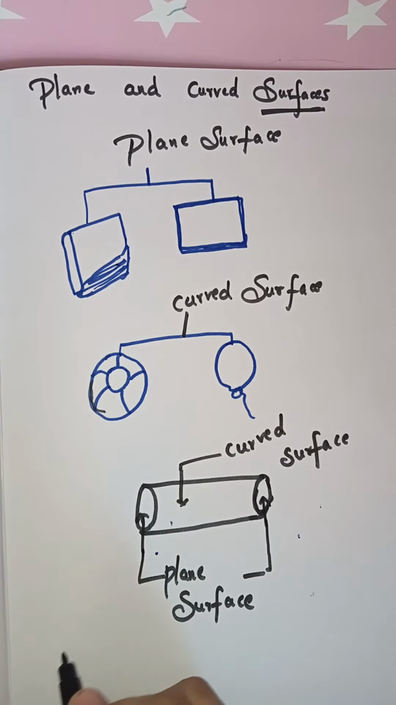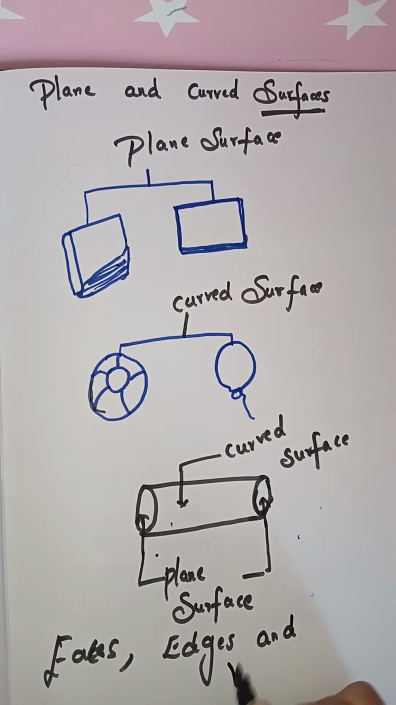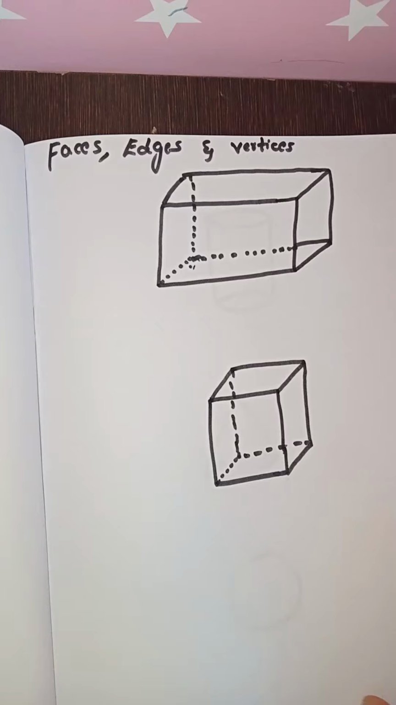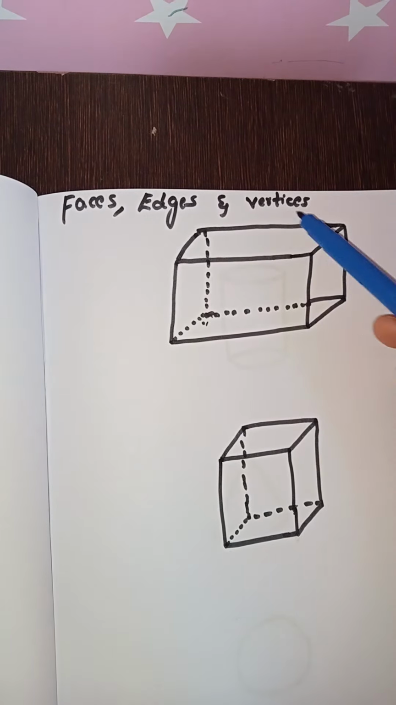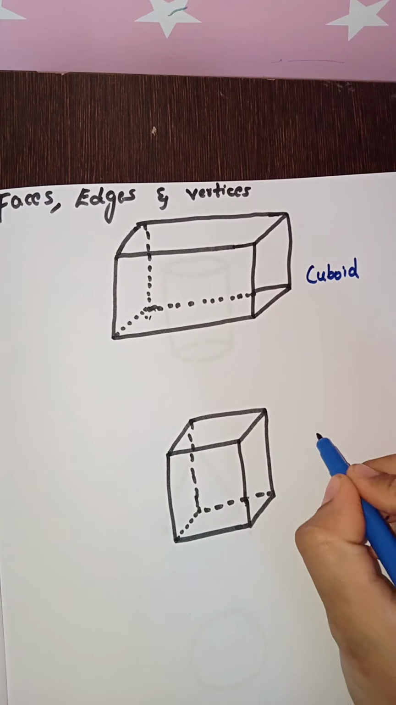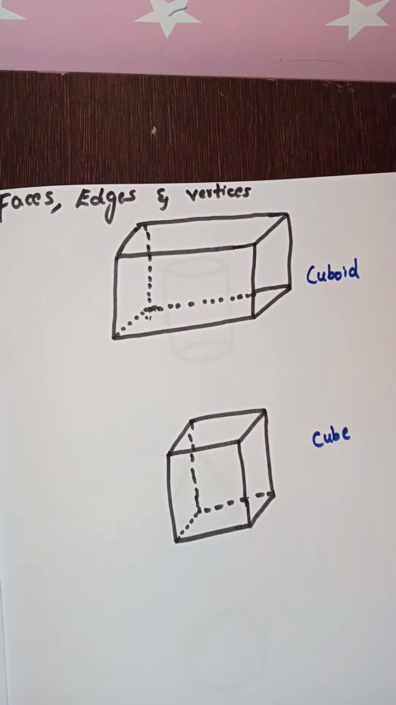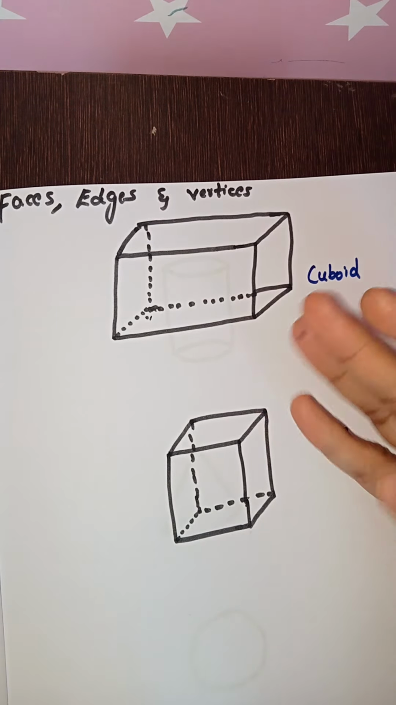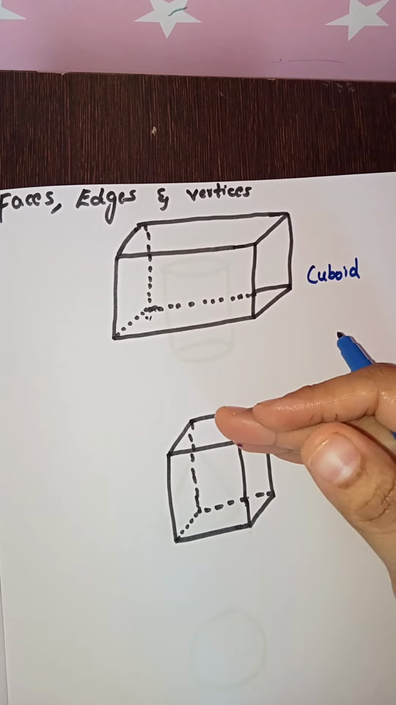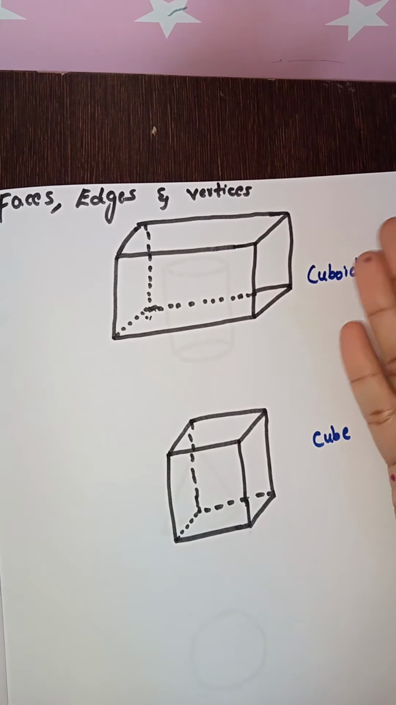The other concept is faces, edges and vertices. Vertices means corners. Let's see this clearly in solids. We see the faces, edges and vertices of a cuboid. This is a cuboid and this is a cube. We'll see the cuboid first. I've already discussed the plane shapes: rectangle, square, circle and triangle, and how many vertices and sides they have. Now we'll see the faces, edges and vertices in 3D shapes, like cube, cuboid, cone and cylinder.